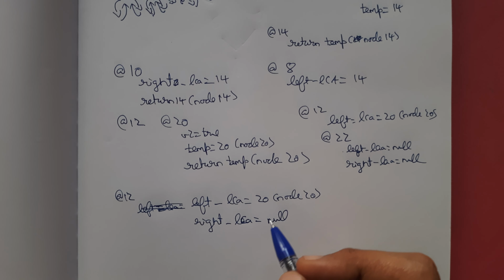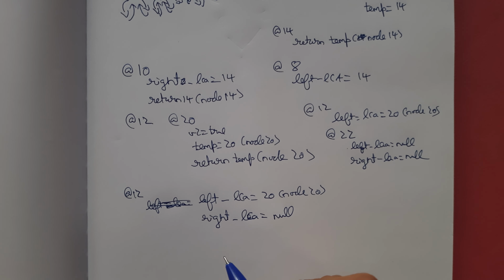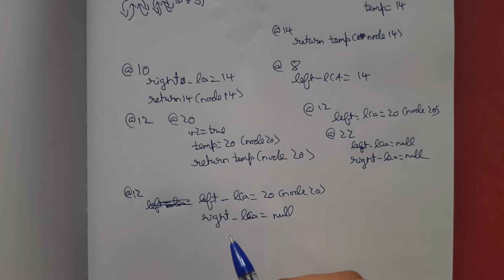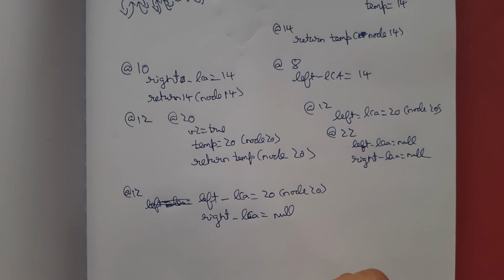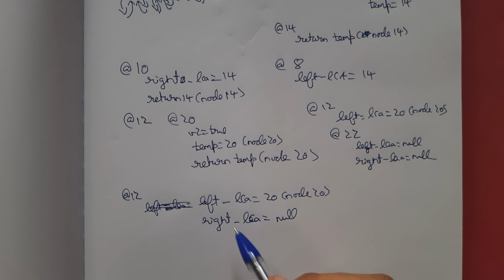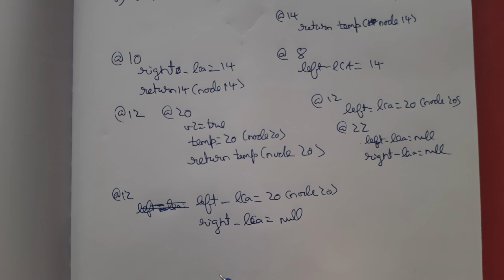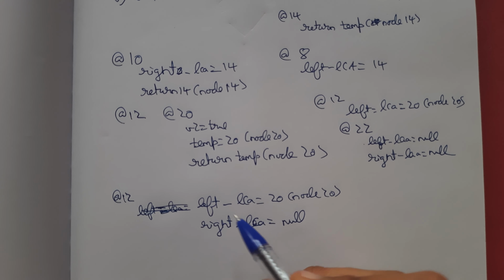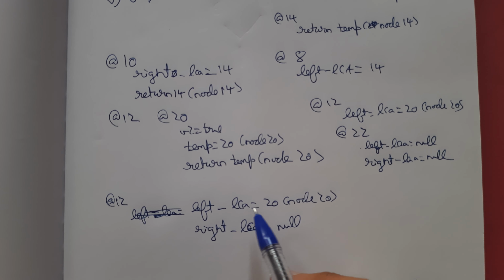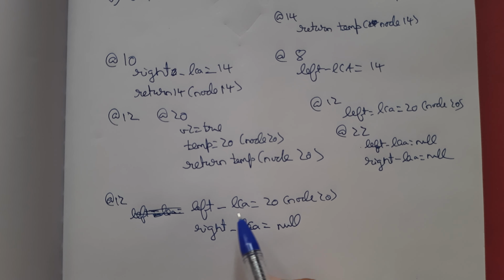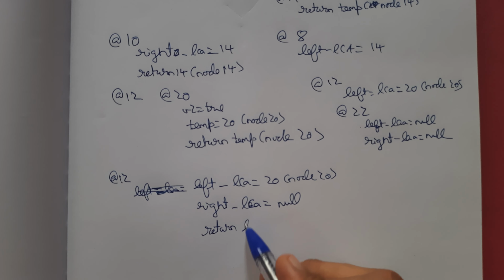So we check the next if condition, that is we check if the temp value at node 12 is not null. Since that's not null, we go to the second if condition that checks if both the left and right LCA values are not null. Since that's also not satisfied, we go to the final return statement, which states that we have to return left LCA if left LCA is not equal to null. So since left LCA is not equal to null, we return node 20, that is the value of left LCA.